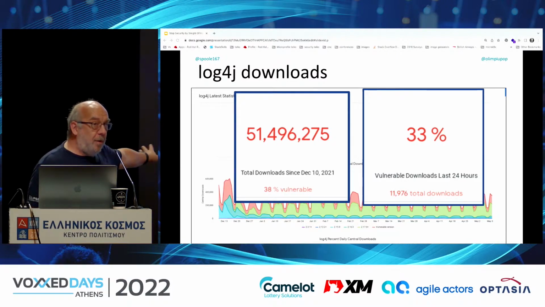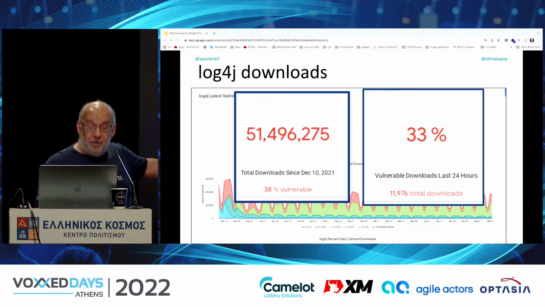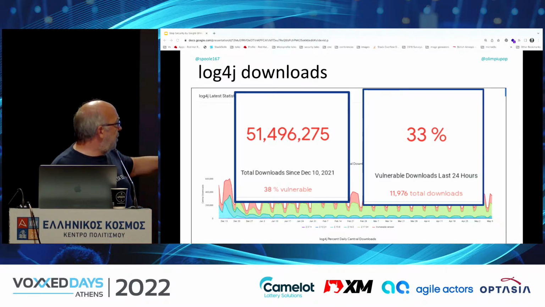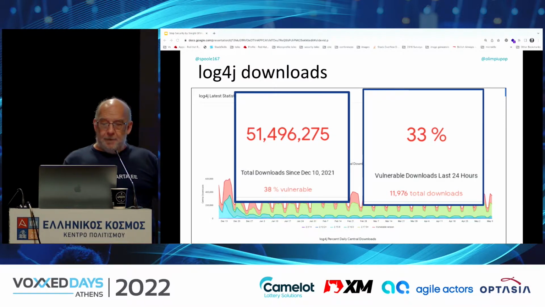So the first one is the number of downloads since we started, 51 million. The 33% is vulnerable downloads in the last 24 hours. 33% of the Log4j that you, as developers, are downloading is the wrong version. Because you didn't check. You just assumed that somebody would fix this problem and you just downloaded it, right? So where are we when we have a situation with the most important vulnerability in the Java space? A third of us are still using vulnerable versions.